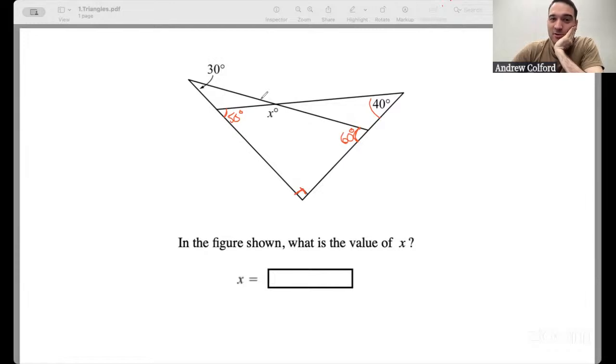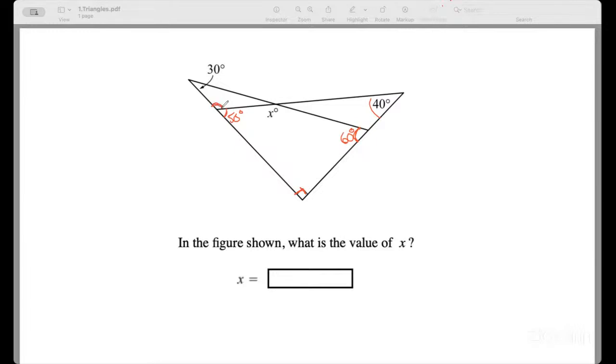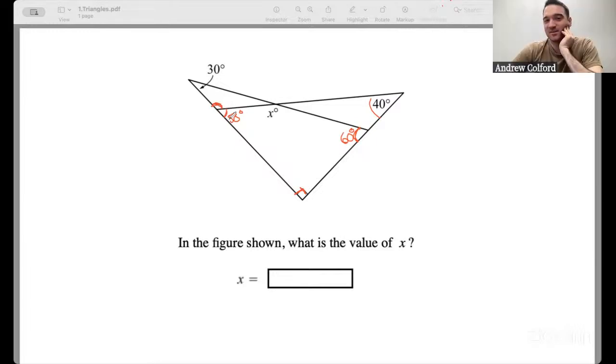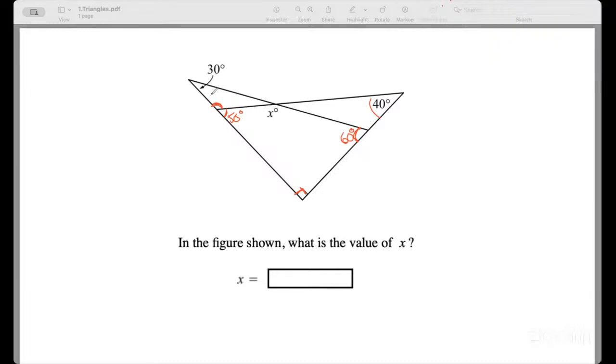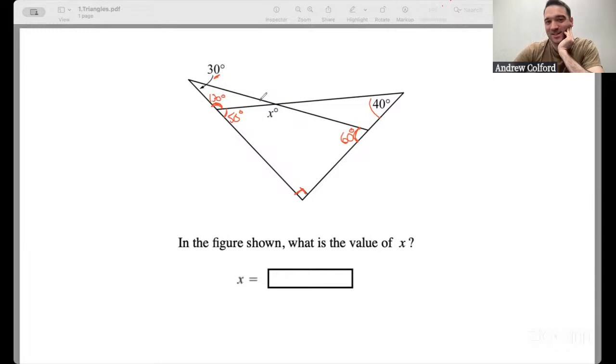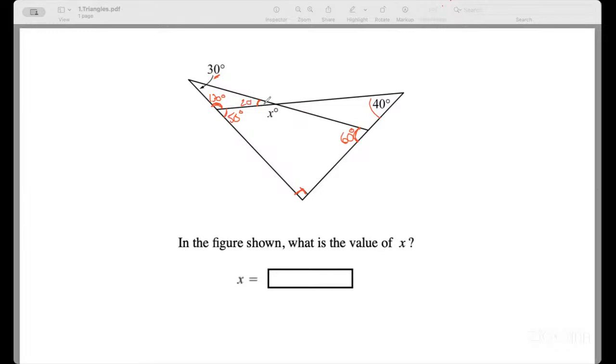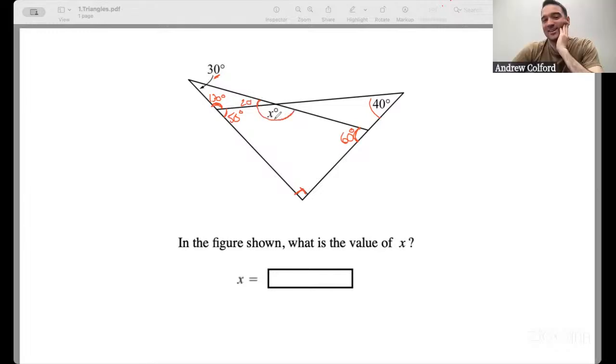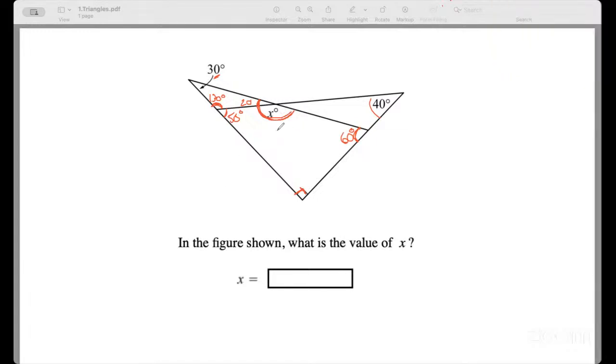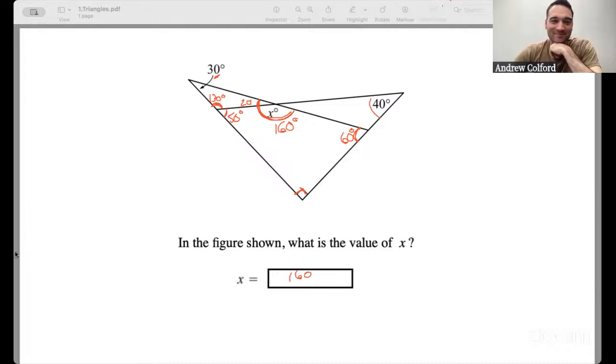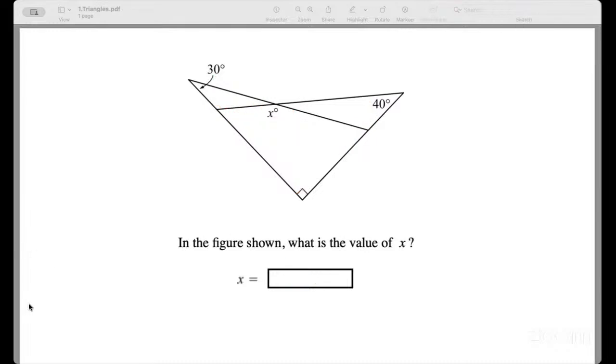I have two other smaller triangles right here. I have this one, right? Hmm. That needs to add up to 180 degrees. So what's the missing piece? 130. Yes. And if that's 130 and that's 30, then what's this one? 20. 20. This is a straight line. So what's the missing piece there? 160. Oh, yep. That's a sneaky one.